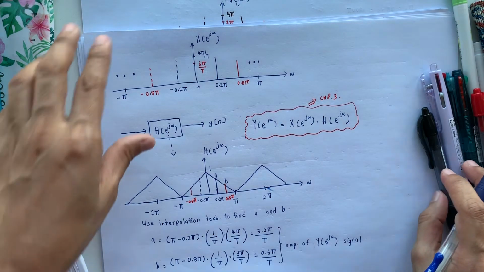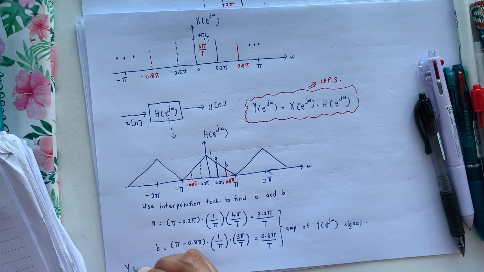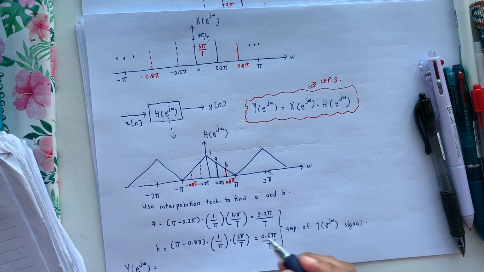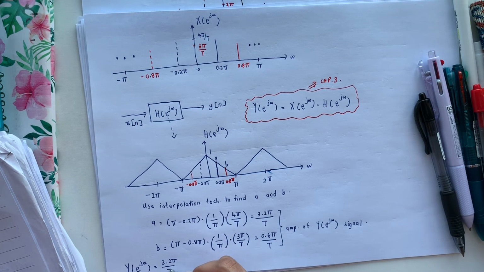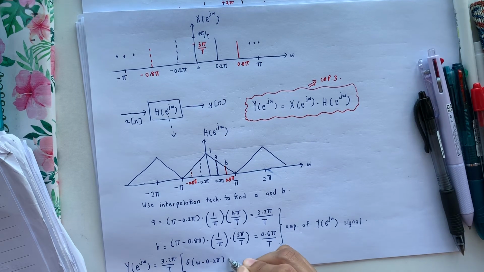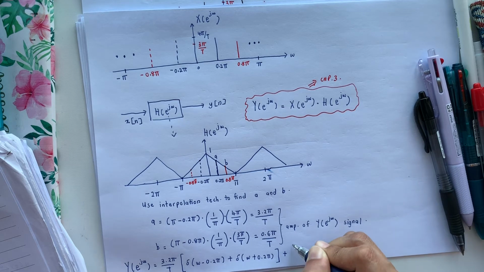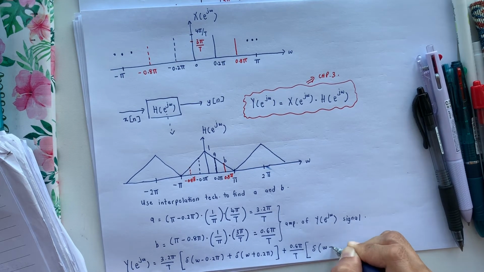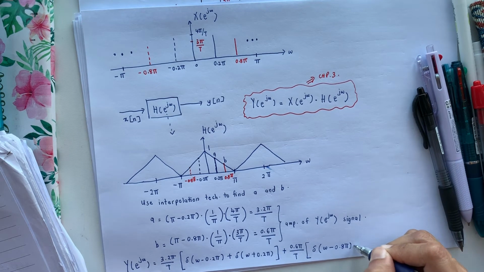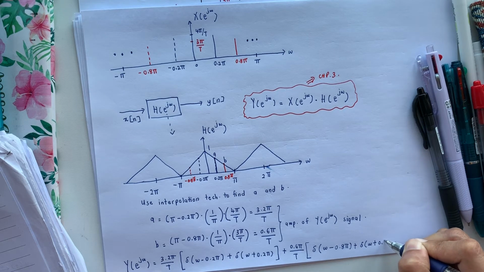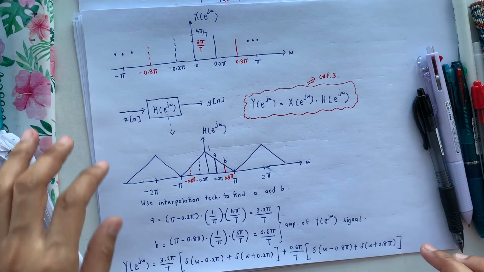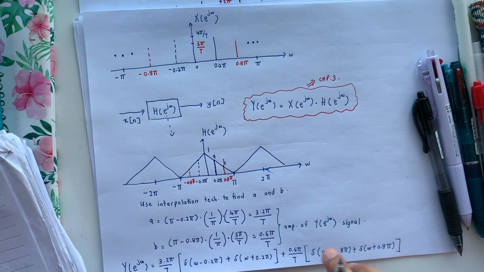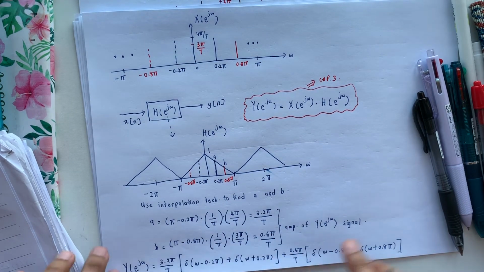So from here you know that your Y(e^jω) is equal to 3.2 pi over T, at delta ω minus 0.2 pi plus delta ω plus 0.2 pi, plus 0.6 pi over T, delta ω minus 0.8 pi plus delta ω plus 0.8 pi. So this is the equation for Y(e^jω). Now we want to sketch the spectrum of Y(e^jω).